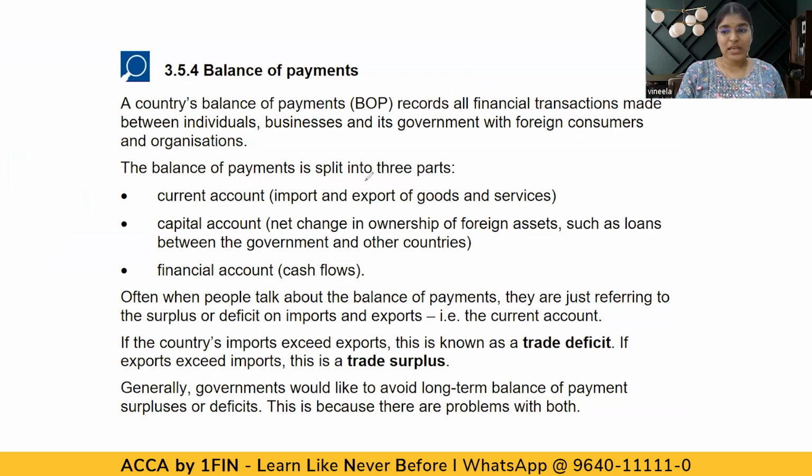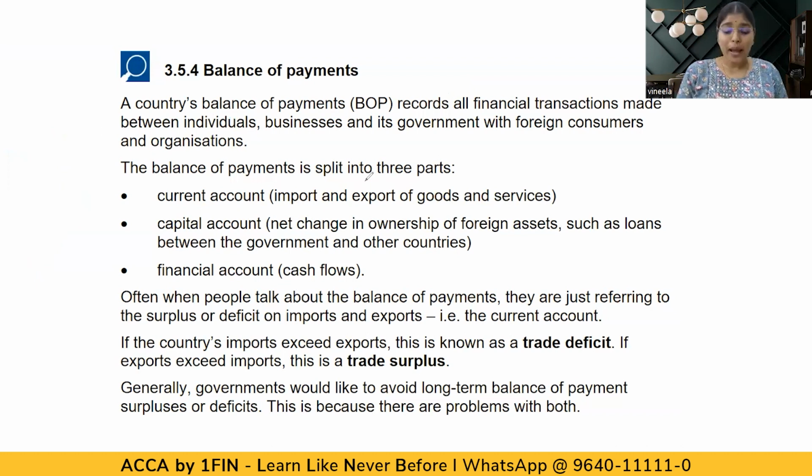Now there is a misconception that I have seen among students, that they assume balance of payments is nothing but balance of trade, but it is absolutely false. It is a wrong statement. That is a misconception, a myth. Understand, balance of payments is split into three parts: current account, capital account, and financial account.